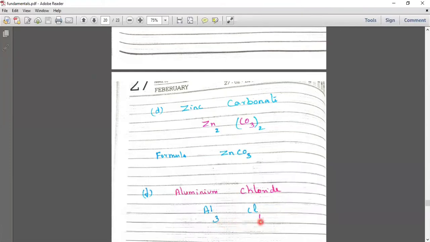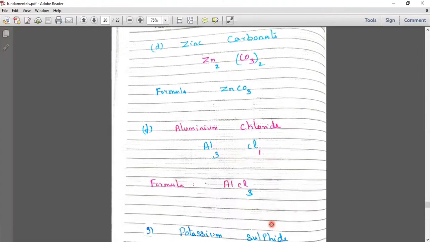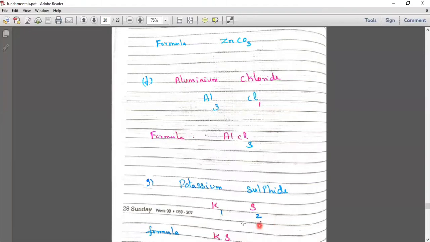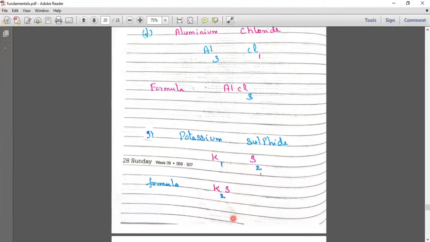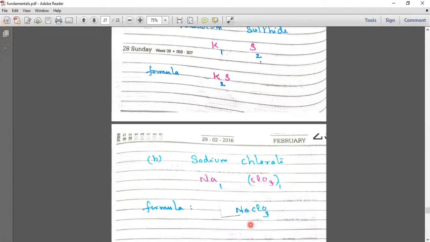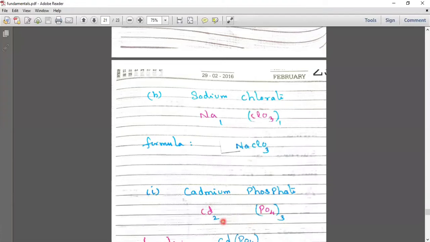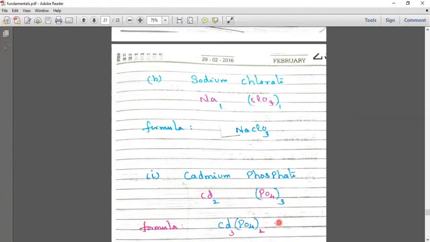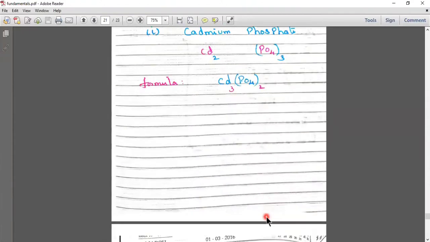Aluminium chloride: aluminium valency 3, chlorine valency 1. They exchange their valency, so aluminium gets 1 and chlorine gets 3. So AlCl3. Potassium sulfide: K and S. Potassium valency 1, sulfide is 2. Exchanging gives K2S, called potassium sulfide. Then sodium chlorate: chlorate formula ClO3, valency 1 minus, sodium 1, so they get cancelled and the formula is NaClO3. Cadmium phosphate: cadmium valency 2, phosphate valency is 3 minus. Exchanging their valency gives Cd3 and PO4 twice. So this is cadmium phosphate, Cd3(PO4)2.